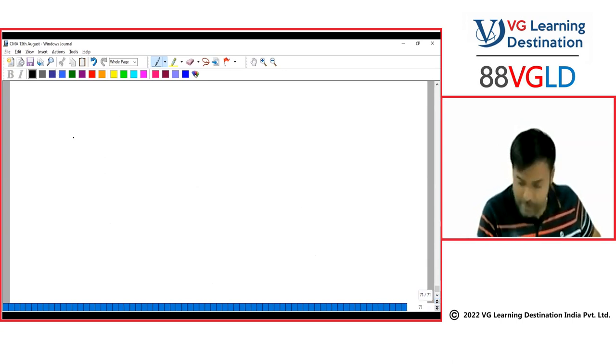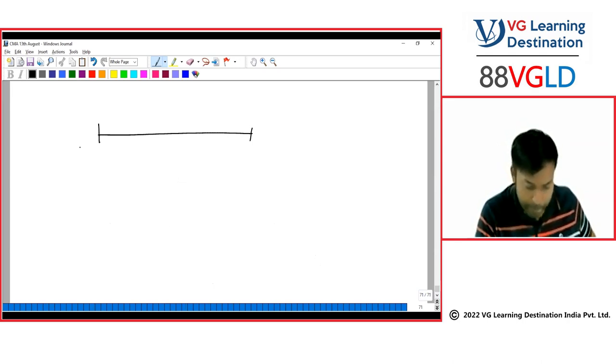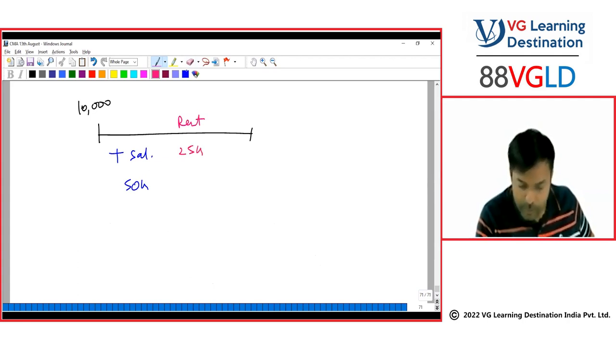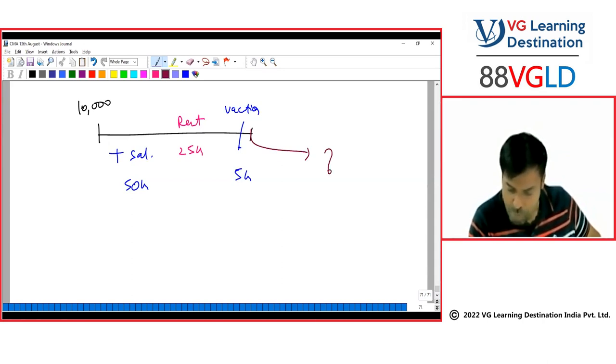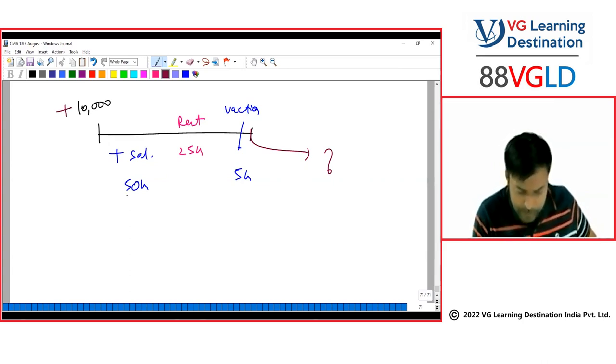Okay, let's say, I'll come back to that. Let's say this is your bank account. Your opening balance in the bank account is 10,000. You got a salary of, let's say, 50,000 rupees. You paid your rent of 25,000. You have gone for vacation, and there you paid 5,000. What should be the balance in the bank account? Everyone, simple question. 30,000, yes. This plus this minus this.